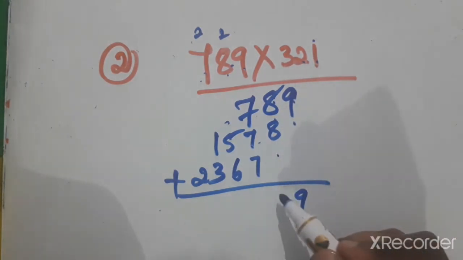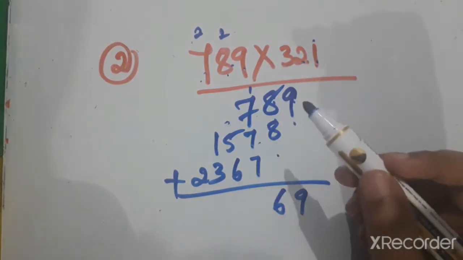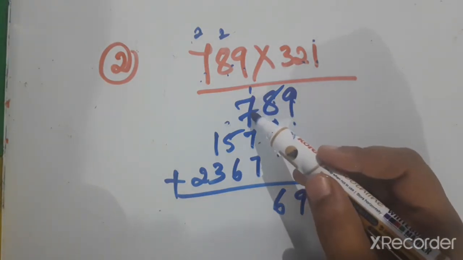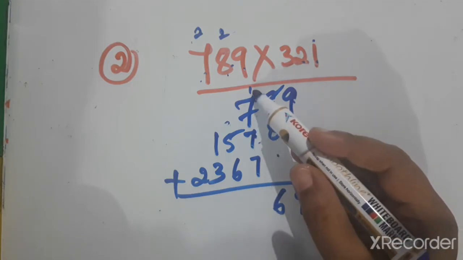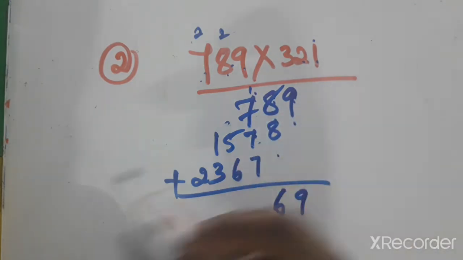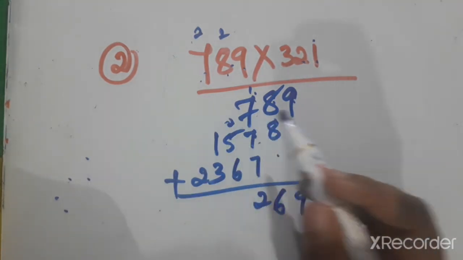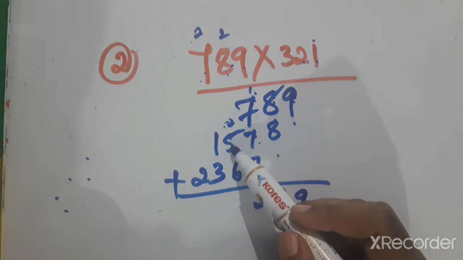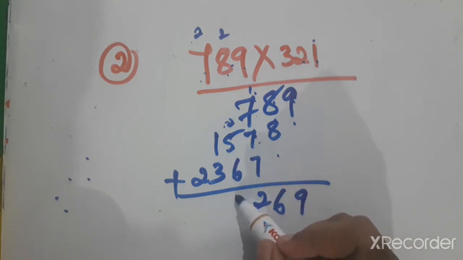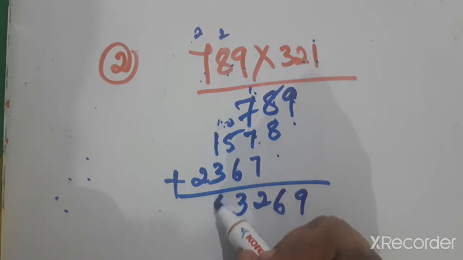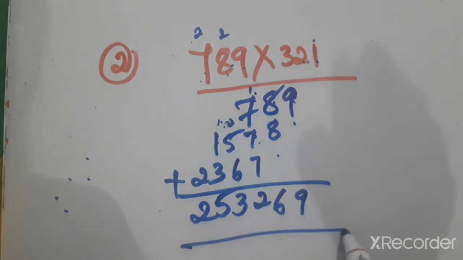9. 8 plus 8 is 16. Means 1 carry to the next place. 16 means 6 we have to write. 1 carry to the next place. 1 plus 7 is 8. 7 plus 7 is 14. 14 plus 1 is 15. 15 plus 7 is 22. 22 means 2 here. 2 carry to the next place. 2 plus 5 is 7. 7 plus 6 is 13. 3, 1 carry to the next place. 3 plus 1 is 4. 4 plus 1 is 5. And this 2. Answer is 2,53,269.